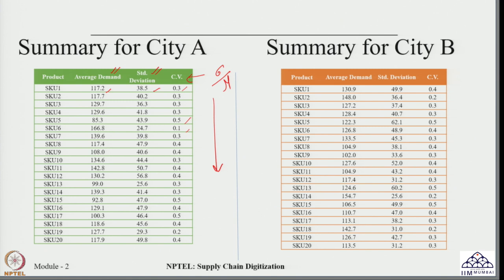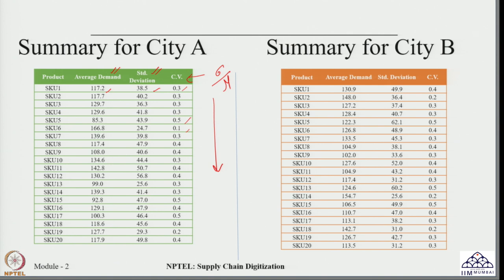This is to understand the pattern of consumption of these 20 SKUs for both the cities, and then accordingly, if you are planning to look at these cities individually, you can correspondingly use this information to drive the common strategy which is applicable to both the cities, as per their classification of the products based on the variability.